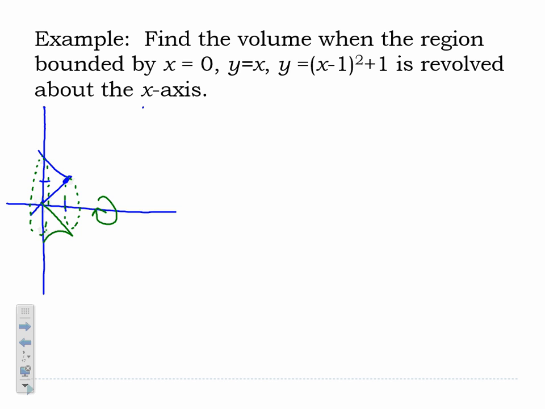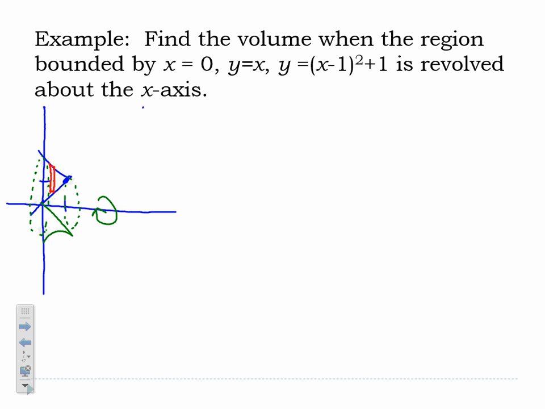Did I draw that right? Okay. So now what we're going to do is draw our rectangle for our discs. Okay. So here is our rectangle, so that when I rotate this about the x-axis, we're going to get a big washer, right? And since we have thickness dx, we know we're integrating with respect to x.